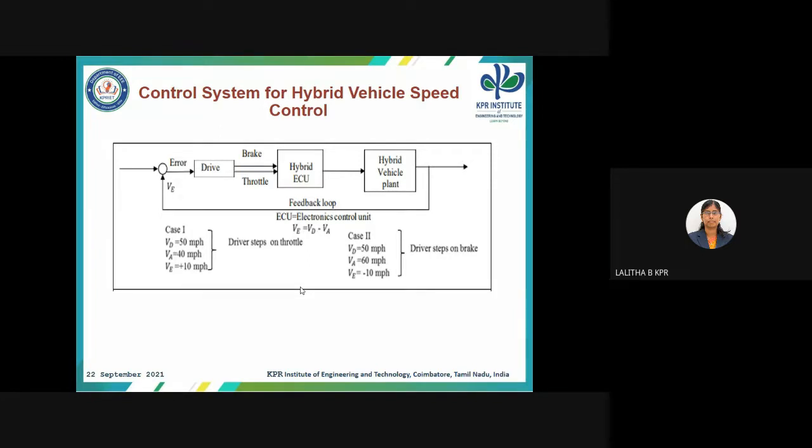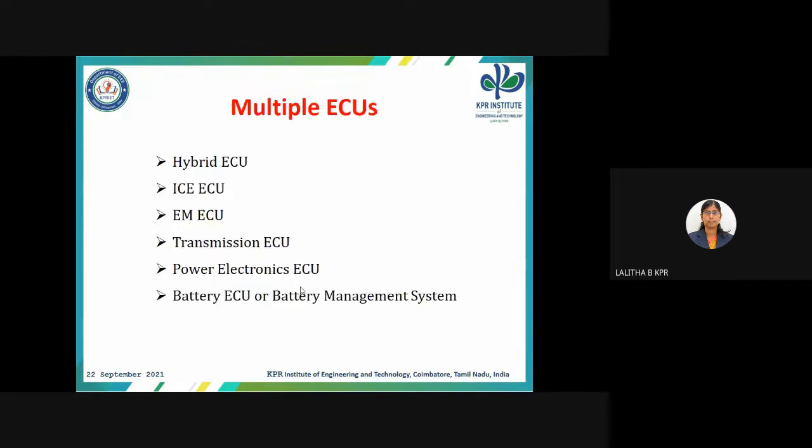So in this control system, two cases are discussed. The hybrid ECU is the master controller and it controls the other subcomponents of the vehicle, such as the IC engine, electric motor and power electronics parts also. So this is the control system of the IC engine and hybrid electric vehicle. Next we go to our main control part, the ECU, electronic control unit.